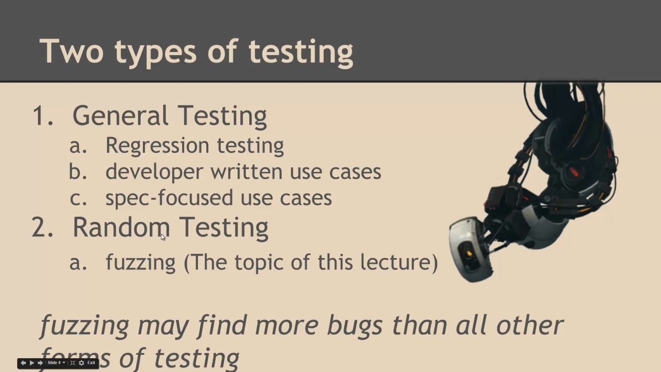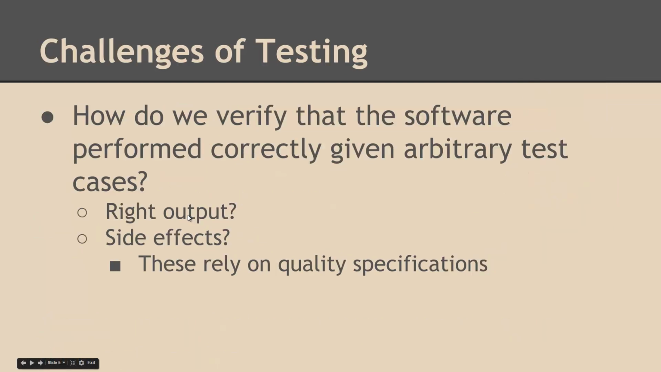At a very, very high level, there are two types of testing. There's general testing, which encompasses regression testing, developer-written test cases, unit testing, and testing based on the specification. And then there's random testing, which is the topic of this lecture, and is meant for stress testing features or perhaps problem areas of the program. And in my experience, fuzzing finds more bugs that are more interesting than all other forms of testing.